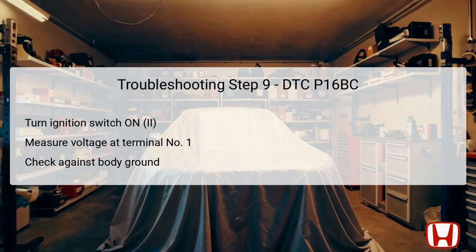The 9th troubleshooting step involves turning the ignition switch back to the on position 2 to initiate the voltage test. With the ignition on, measure the voltage between alternator 4P connector terminal number 1 and the body ground. This test is vital as it indicates whether battery voltage is reaching the alternator's input line. A reading of battery voltage would confirm that the circuit is intact up to this point. If the voltage is present, you will proceed to further steps in the diagnostics related to the alternator's output.